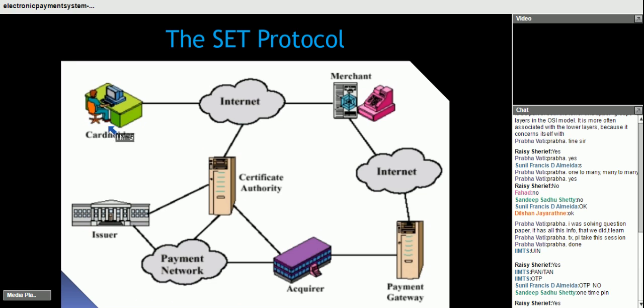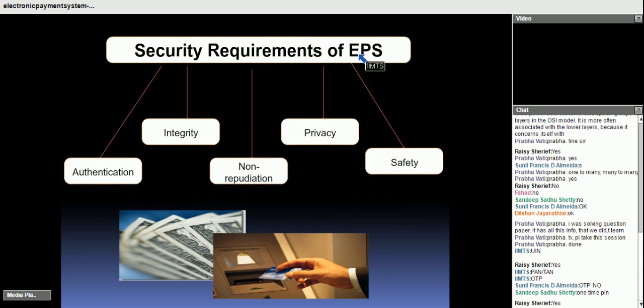So this is the SET protocol. This is the card holder. With the help of the internet, he is purchasing something. Once he enters the card details on the internet, those details are verified by the certificate authority through the payment network and through the acquirer. Once it is verified, the internet further sends it to the merchant. From the merchant systems, once the payment is done, that particular payment goes through the internet to the payment gateway and to the acquirer. So this is how things move through the SET protocol, just to ensure the security.